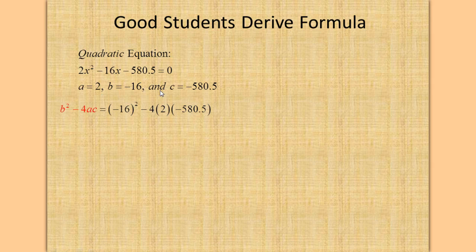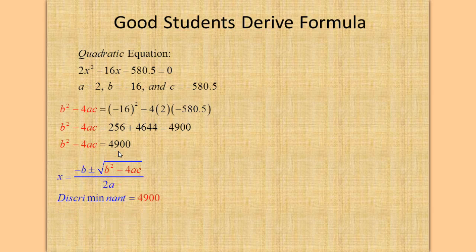So we plug B, A, and C into the discriminant. B is minus 16, so minus 16 squared, minus 4 times A times C, which is minus 580.5. We do the addition, and we come up with 4,900. So B squared minus 4AC equals 4,900. Okay, so that's our discriminant.